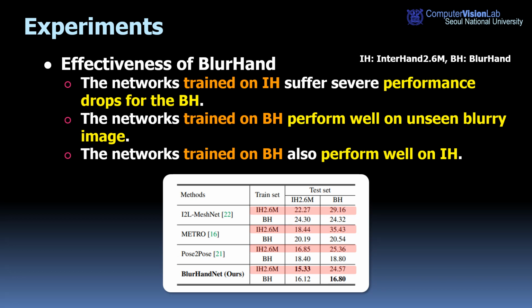The network trained on InterHand suffers severe drops on BlurHand. On the other hand, the network trained on BlurHand performed well on unseen blurry images. This experimental result demonstrates that training on BlurHand is necessary when handling blurry images. In addition, the network trained on BlurHand also performed well on InterHand, and it shows generalizability of BlurHand to sharp images.